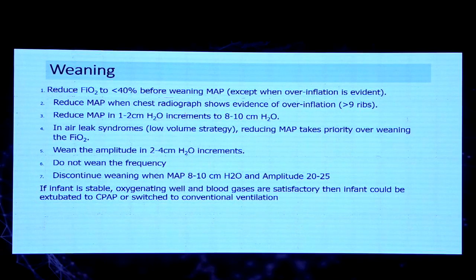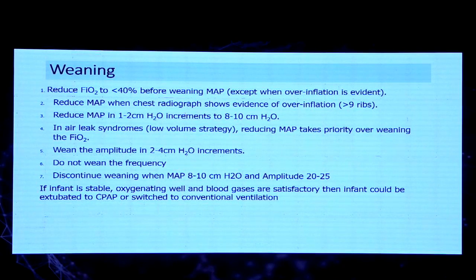Weaning: reduce the FiO2 to below 40%. Some people even like to go below 30% so that you are sure that you are still in an open lung model. And then, before weaning, the mean airway pressure. Then reduce the MAP when chest radiograph shows evidence of overinflation, and reduce the MAP by 1 to 2 centimeter increments to 8 or 10 centimeters.